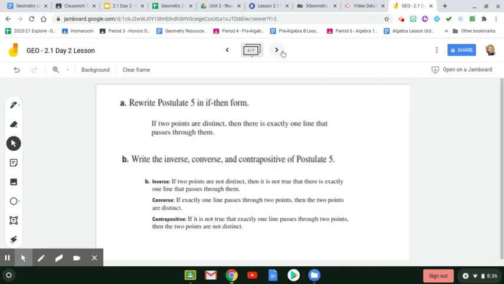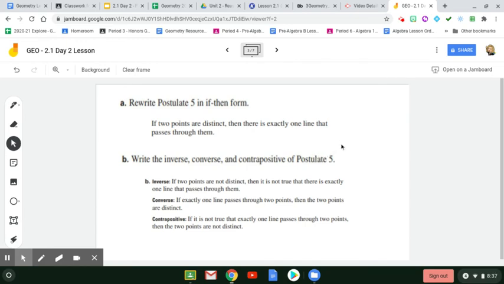All right, I hope you were able to pause your video and see if you are correct. So the right answer for the first one is: if 2 points are distinct, then there exists exactly one line that passes through them. Here would be the inverse. So remember the negation. If 2 points are not distinct, then it is not true that there is exactly one line that passes through them.